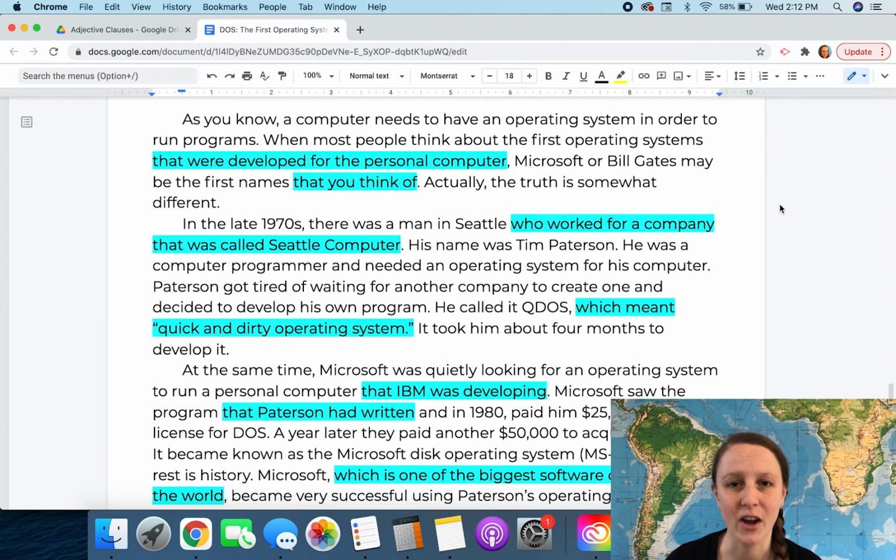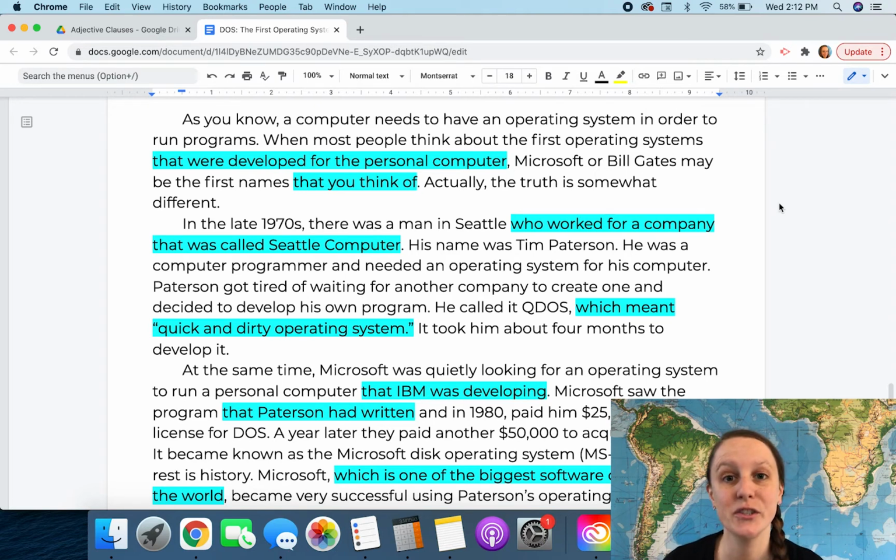So let's get started reading the first paragraph of our text. It says, as you know, a computer needs to have an operating system in order to run programs. When most people think about the first operating systems that were developed for the personal computer, Microsoft or Bill Gates may be the first names that you think of. Actually, the truth is somewhat different.